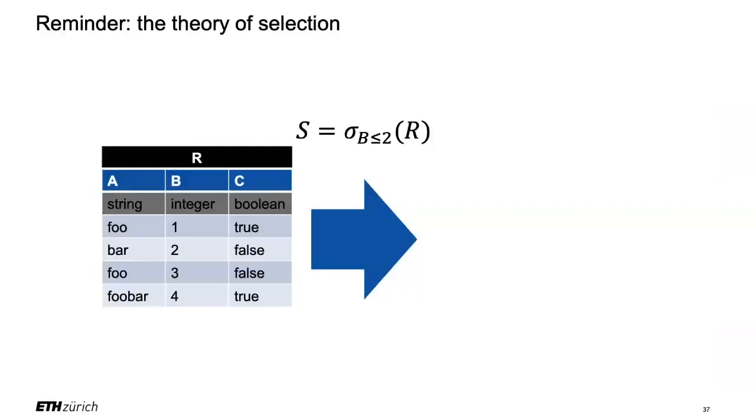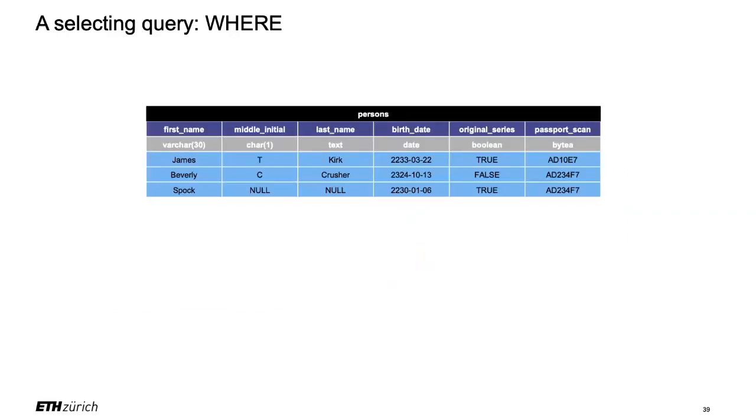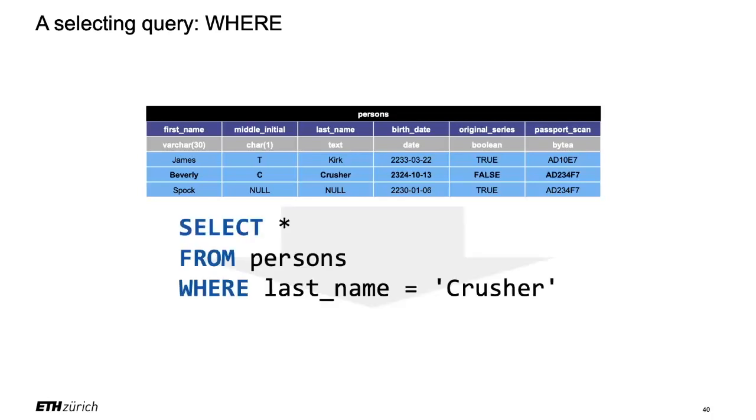Let's move on to selection. Selection, remember, is the sigma. Sigma based on some predicate here. And I take these two rows out of my initial table, right? So now, if I want to implement that in SQL, it's going to be done with the where clause, right? So I add it here, select star for all the columns from person where the last name is Crusher. That's my predicate in the where clause. So I'm going to select now an output with how many columns?